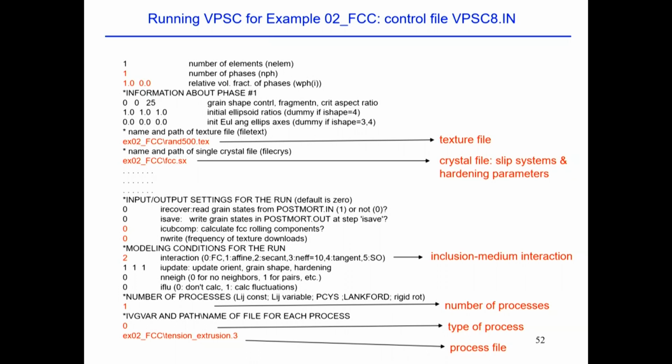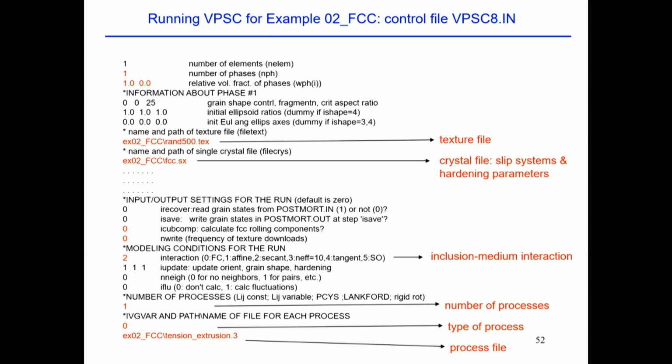This only applies to rolling of FCC materials. We are going to show an example, but you can also calculate the volume fraction of rolling components during the running simulation. This is the frequency of texture downloads.